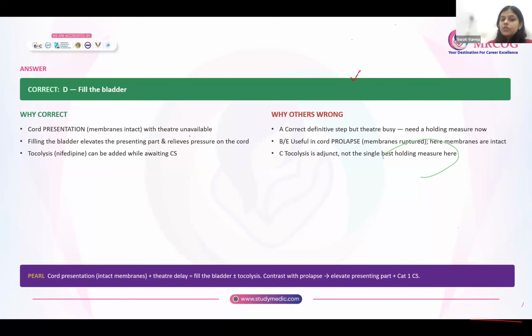So cord presentation with theater unavailable, we need to relieve the pressure of the cord. So the best method here should be to fill the bladder, because filling the bladder elevates the presenting part and relieves pressure on the cord with lower risk as compared to manually elevating the presenting part. Tocolysis can be added while awaiting CS, but the best option will be to fill the bladder.